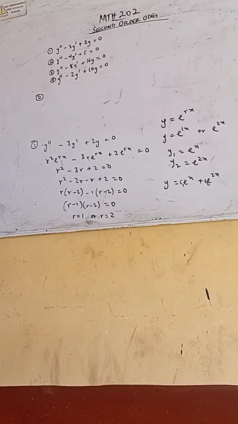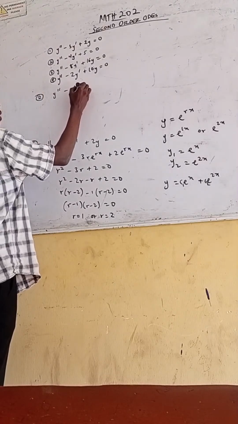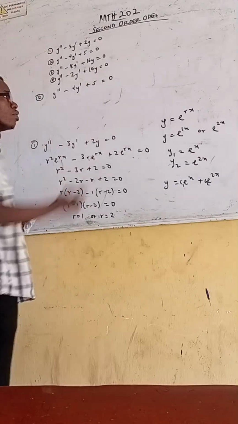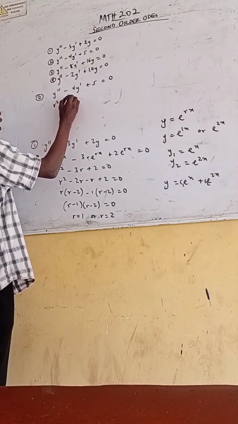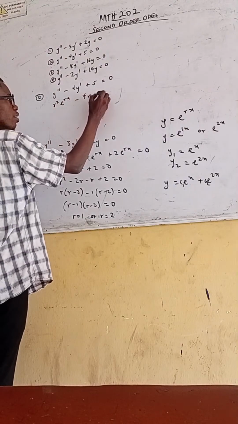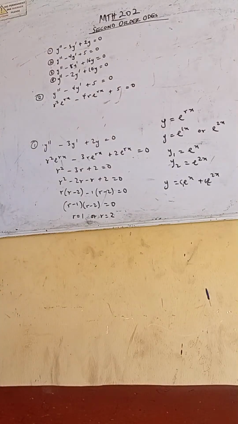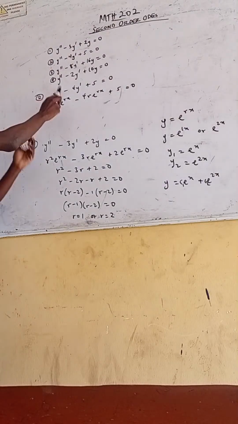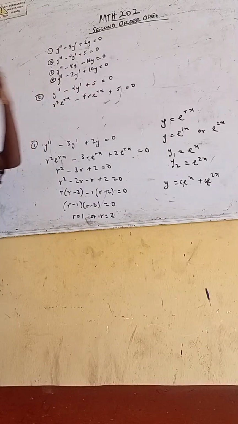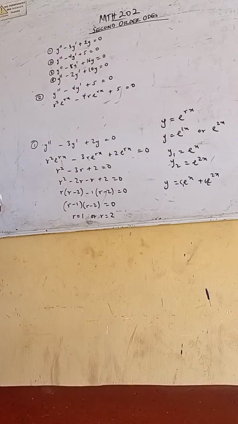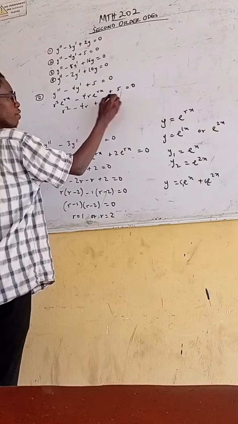Okay, so the second one we have y double prime minus 4y prime plus 5y equals 0. So I can write this as r squared e raised to power rx minus 4r e raised to power rx plus 5 e raised to power rx equals 0. You can easily write this as the second derivative, so it's r squared. This is the first derivative. There's no derivative here, so there's no r at all. So divide by e raised to power rx, and we have r squared minus 4r plus 5 equals 0.